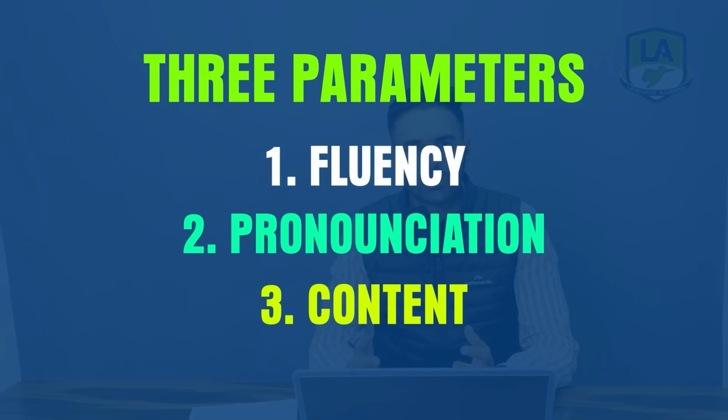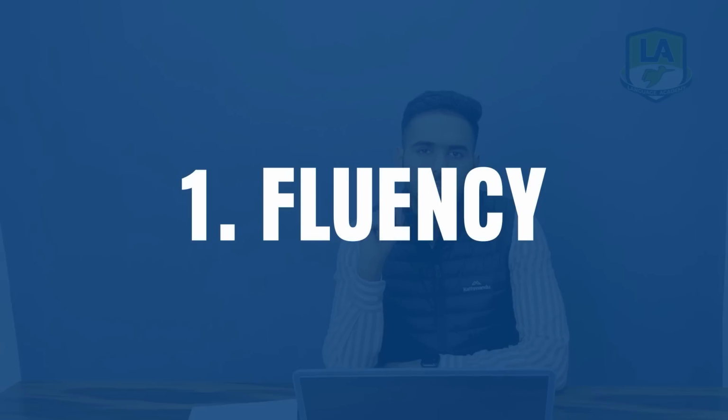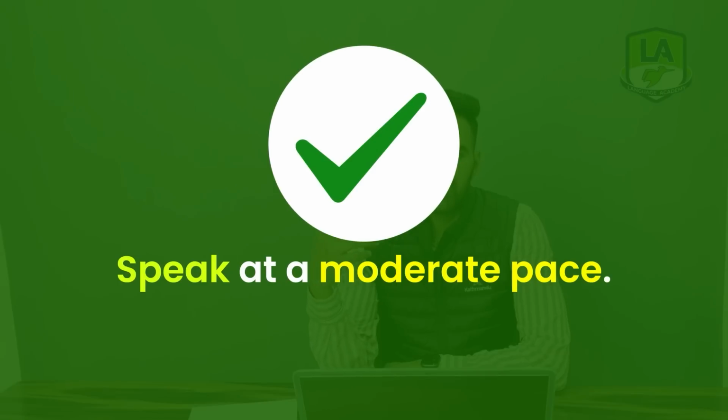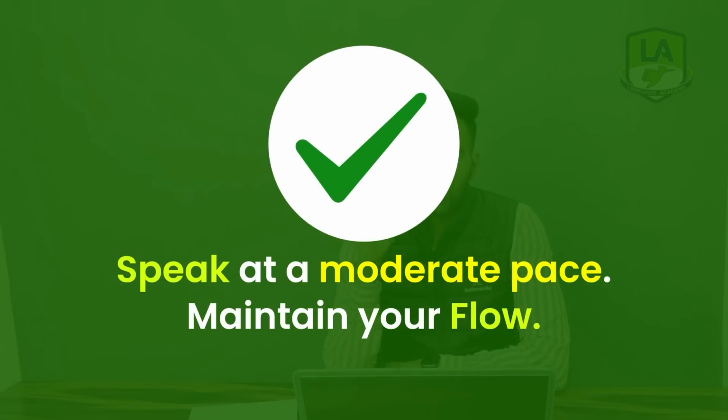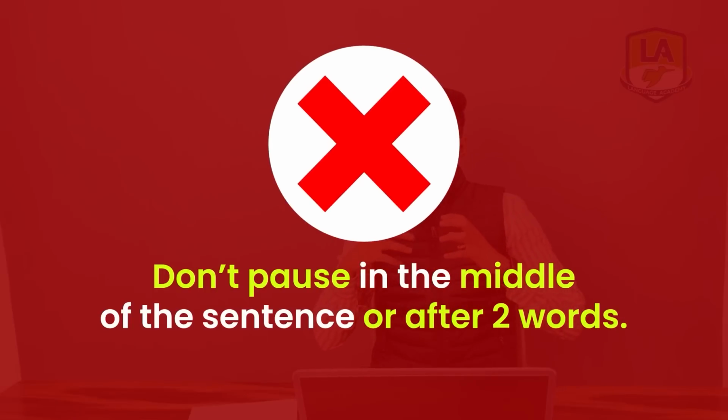How is this marked? This is marked on 3 parameters, similar to other tasks in the speaking module: fluency, pronunciation and content. Fluency is not your speed, I repeat again, fluency is your flow. What's the difference? You can go at a moderate pace, moderate speed, and then also maintain your flow. You do not have to rush, you have to take natural pauses at commas, at full stops, at connectors, whatever you feel like, but you cannot just pause in the middle of a sentence, or pause after every 2 words. So there can be natural pauses, but there shouldn't be any kind of unnatural pauses and hesitations.